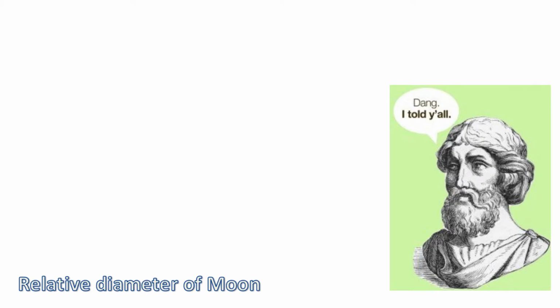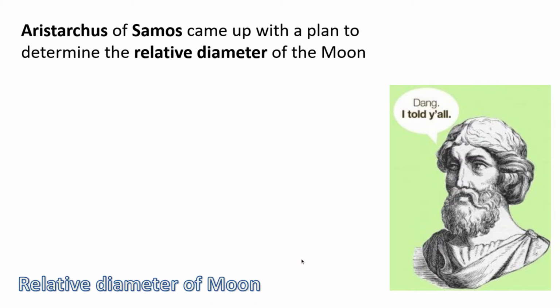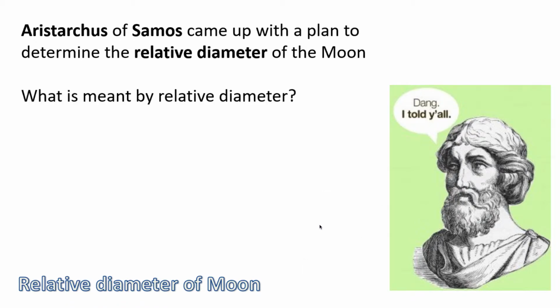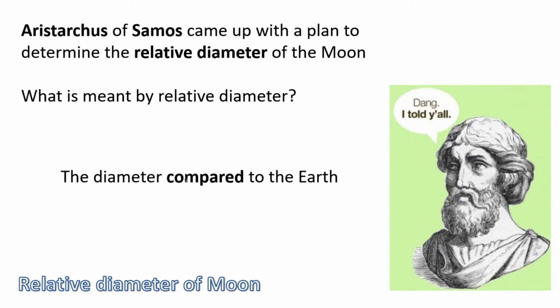Okay, so picking back up, we're going to now look at how we figured out the relative diameter of the moon. So what do we mean by relative? Well, we mean we're not going to necessarily know the actual diameter, but we'll know how big the moon is relative to the Earth or relative to the sun, so some kind of relative diameter. So we have another guy here, Aristarchus of Samos, who came up with a plan to find the relative diameter of the moon. What do we mean by that? Well, the diameter compared to the Earth.